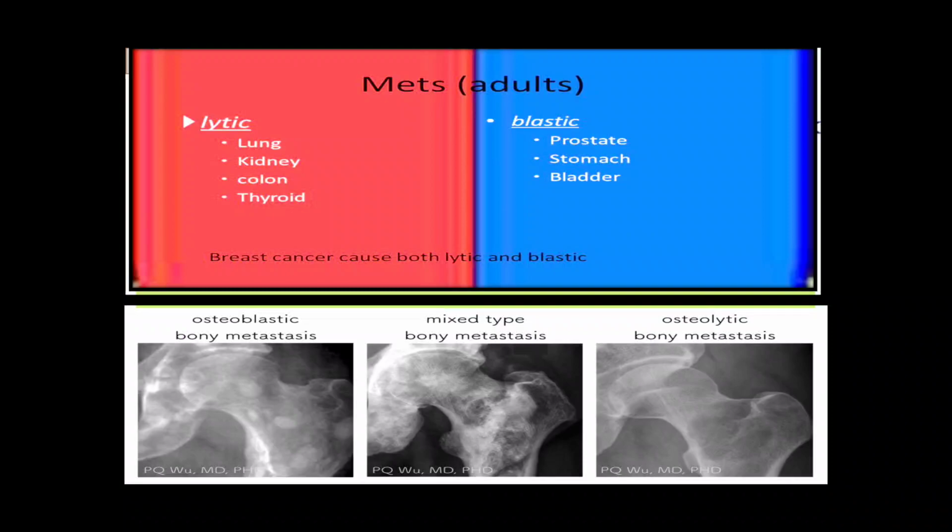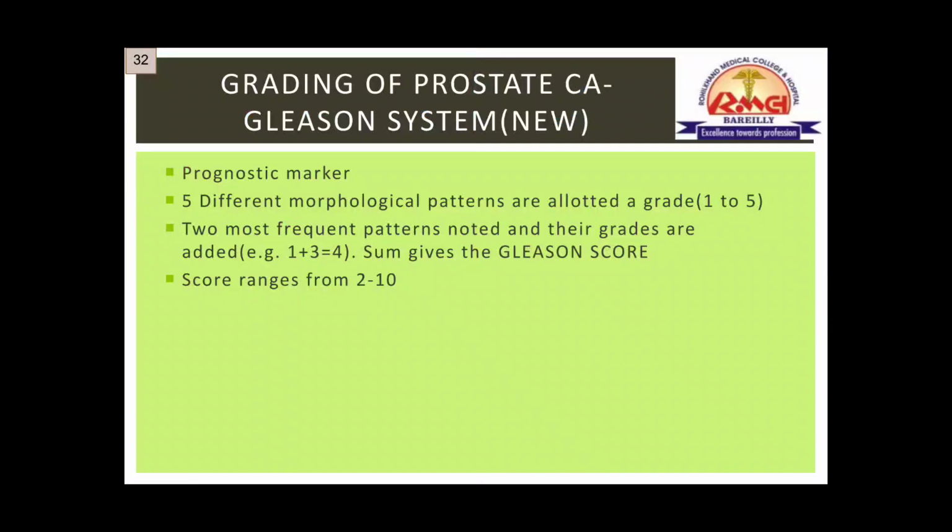And another important MCQ question is that the breast cancer secondaries are both lytic as well as blastic. So they are called mixed type of bony metastasis. It will produce both osteolytic lesions as well as osteoblastic lesions. So this information is very important for Viva as well as for MCQs.